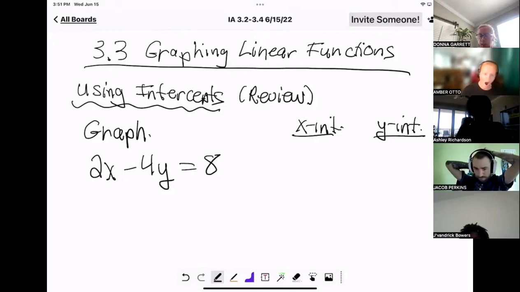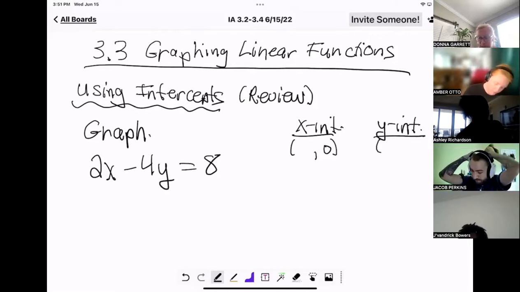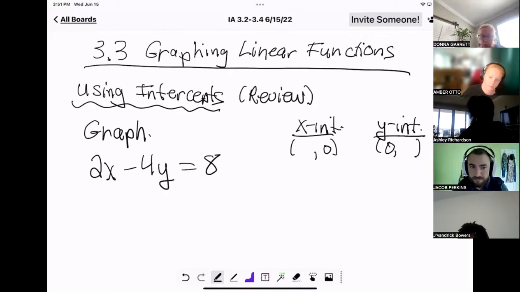When you're looking for an x-intercept, y is 0. When you're looking for a y-intercept, x is 0. So we're going to take this equation and do two things. We're going to put 0 in for y, find x. Then we're going to go back and do it again, except we're going to put 0 in for x.